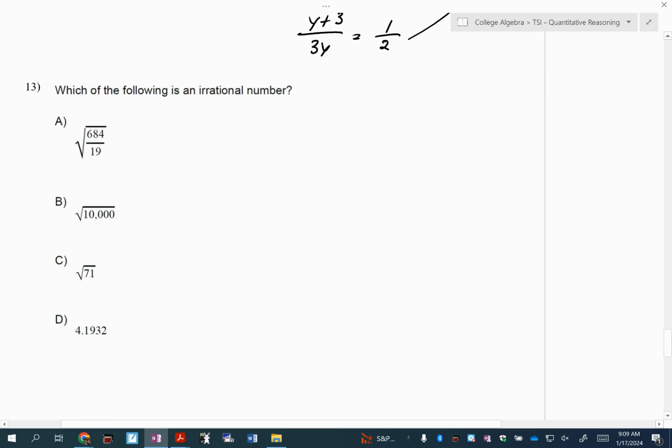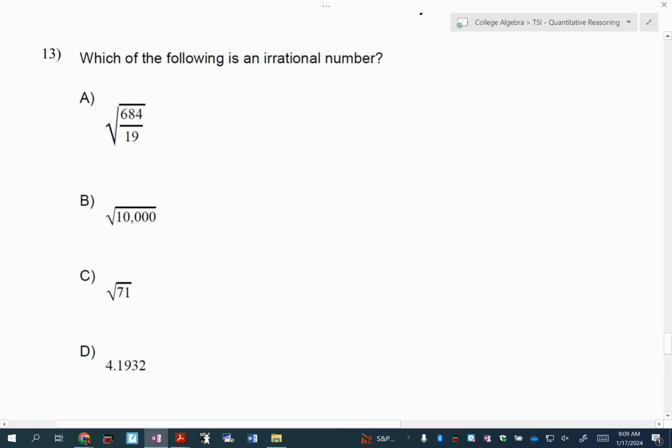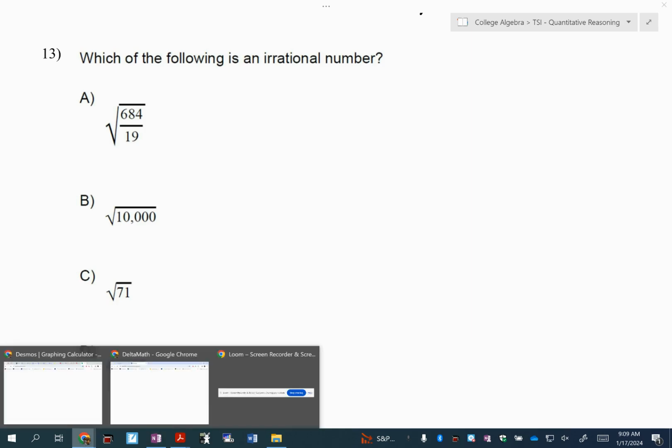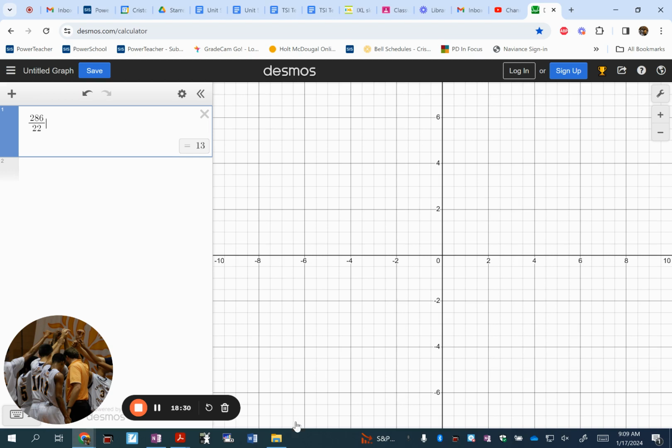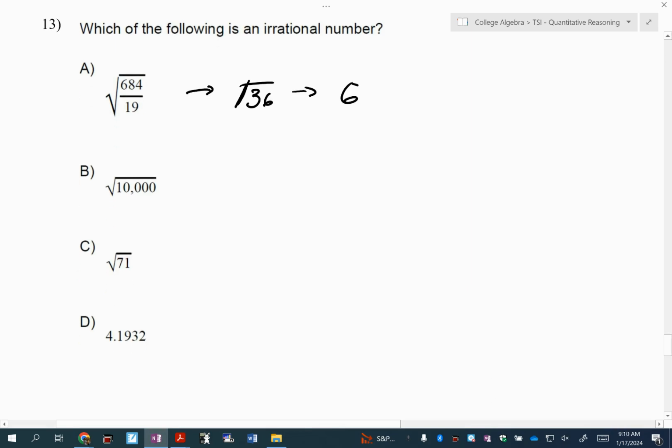Okay, 13. Which of the following is an irrational number? So remember, like we did on the very first one, an irrational number means that the numbers after the decimal will go on forever with no pattern, and they would not terminate. So let's do, what's 684 divided by 19? I'm guessing that's going to be 36. So this would reduce to the square root of 36, which we know is 6, and that is a rational number. All right, so it's not that.